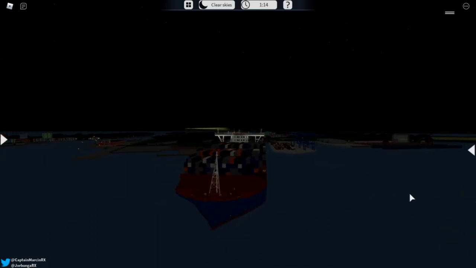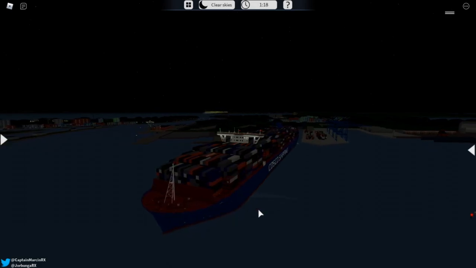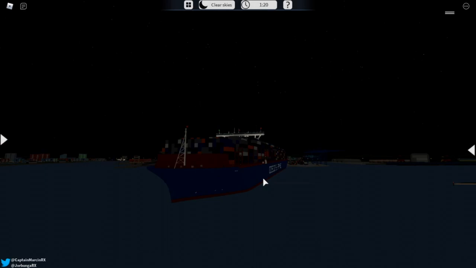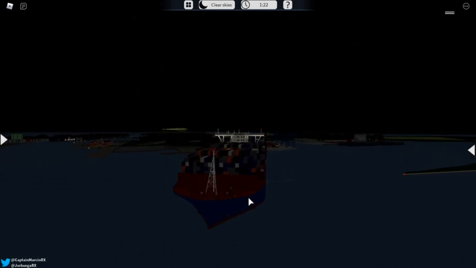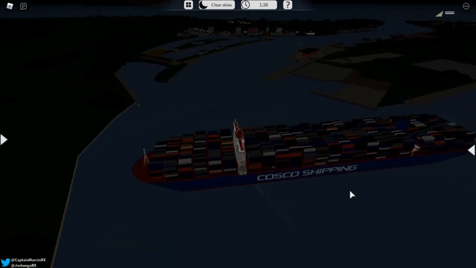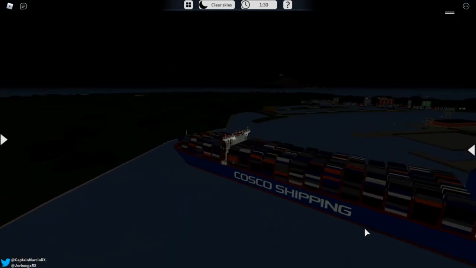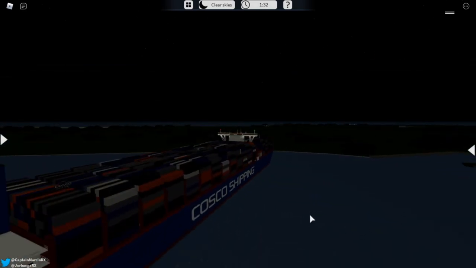However, there's a couple new colors over at the front. As you can see, the deck is red now, the hull is blue, the hull under the water is red, that's still the same. And the tower in the front is white. Now, as you can see, it says in big letters right there, Cosco Shipping. Very nice on both sides.